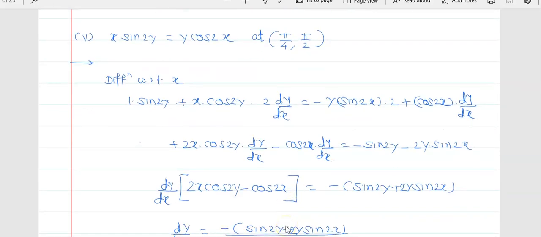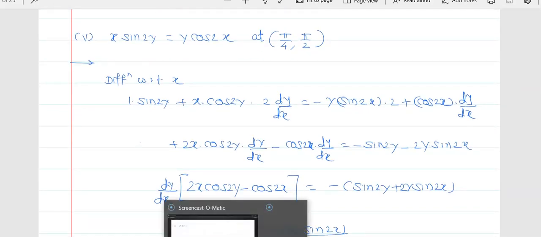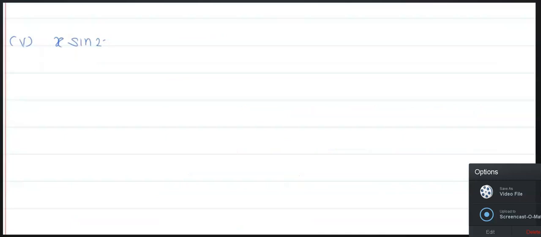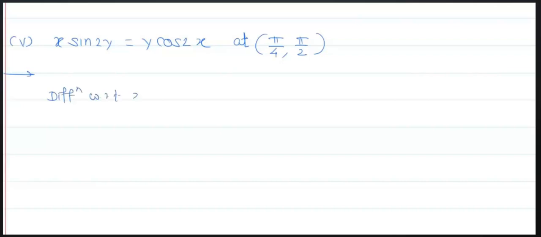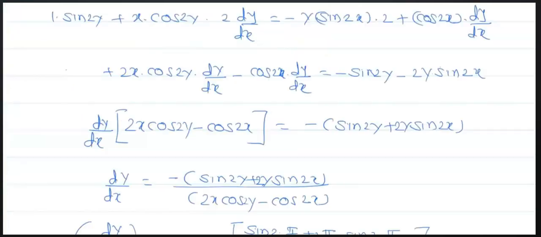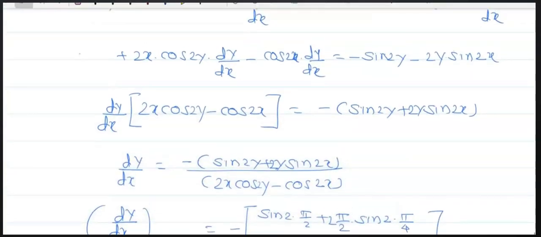Now the next is x sine 2y is equal to y cos of 2x at the point (pi by 2, pi by 4). Now differentiate this with respect to x again. Apply the product rule.